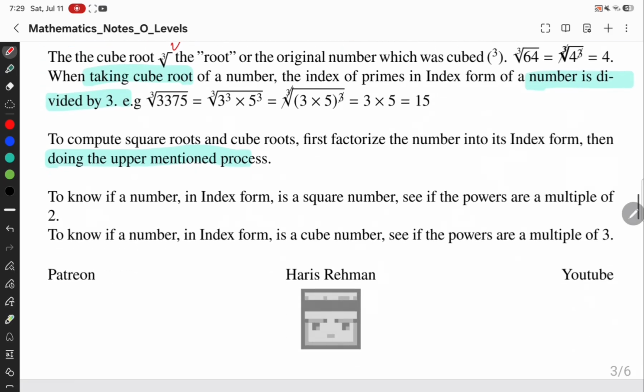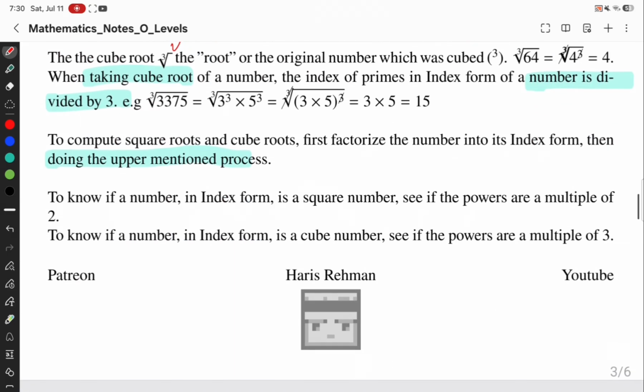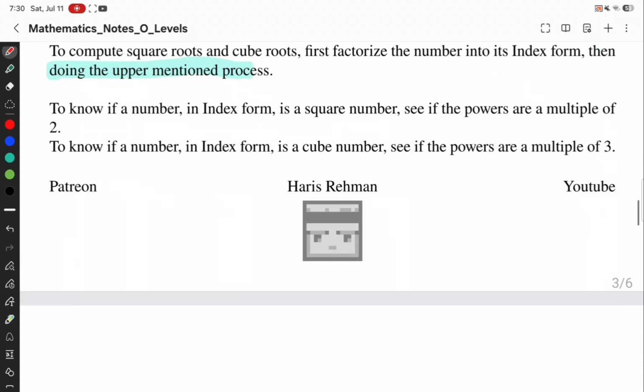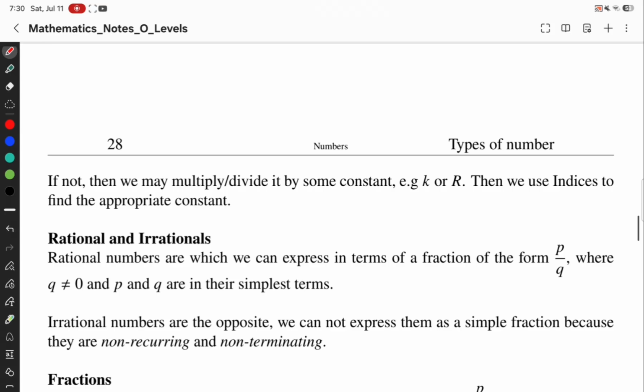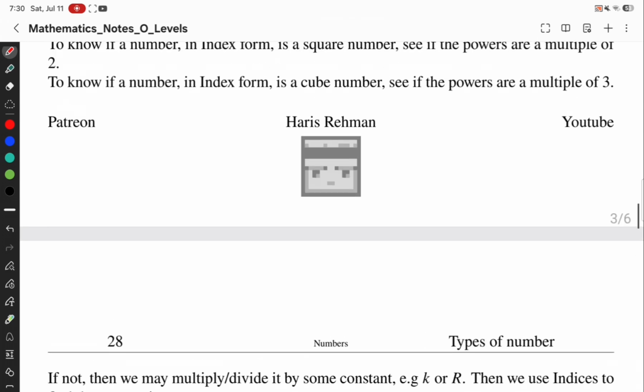To know if a number in index form is a square number, see if the powers are a multiple of 2. To know if it is a cube number, see if the powers are a multiple of 3. If not, you may multiply or divide by some constant, for example k or r. Then you use indices to find the appropriate constant.